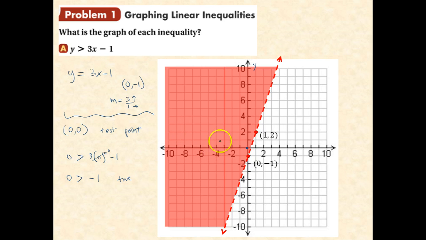So there's two methods where you can figure out what side to shade on. Picking a point and plugging it in, or looking at it: if you have y by itself, greater than means shade above, and y less than would mean shade below.